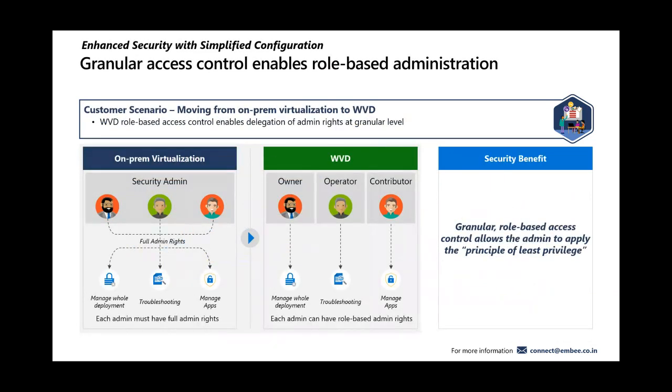Granular access controls enable role-based administration that we have already discussed. If you can see in the slide, we are doing a comparison between on-premises virtualization and WVD on Azure. When it comes to on-premises virtualization, it's very difficult to manage RBAC control, manage the deployment, troubleshooting, and manage apps. You have to provide full rights to your users to access all the data. Then only are they able to manage the deployment, troubleshoot the WVD environment and manage the apps. But in a WVD environment, every user has their own rights and their own access control available.